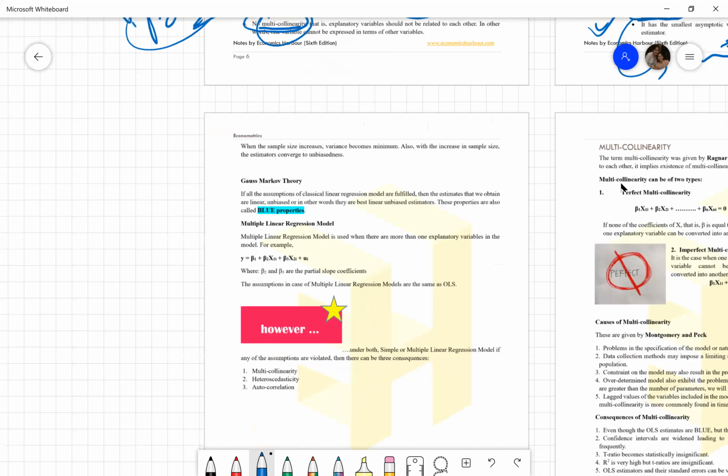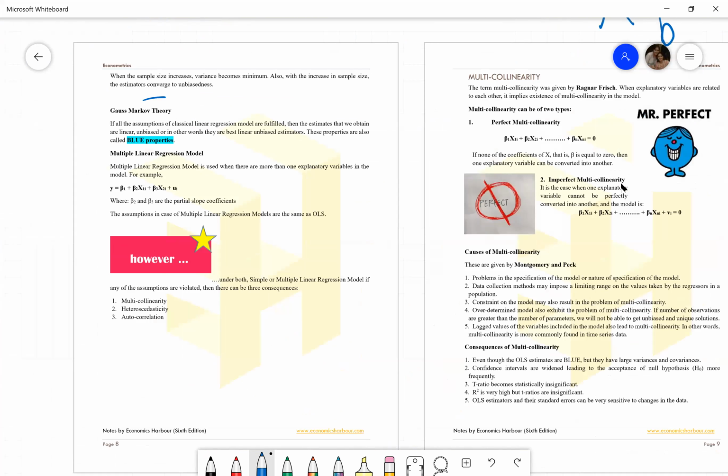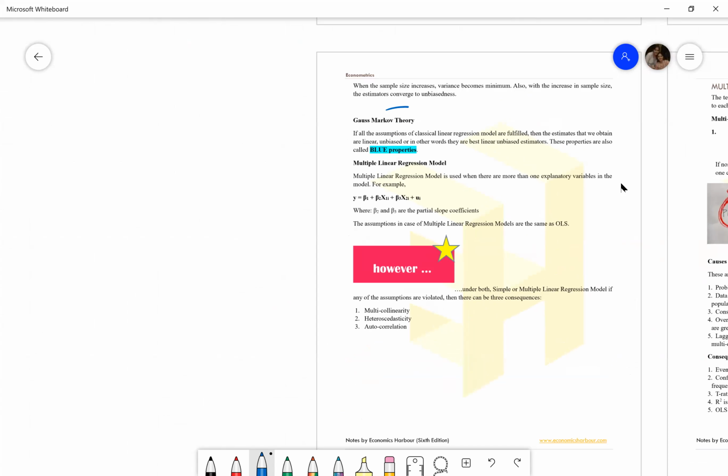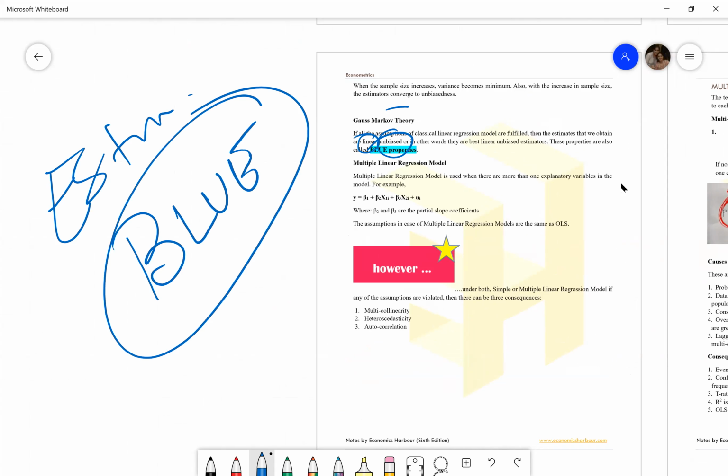So the Gauss-Markov theorem says that whenever properties like linearity, unbiasedness and efficiency are satisfied, then whatever estimators we get from them are called BLUE estimators, and they satisfy the BLUE properties.